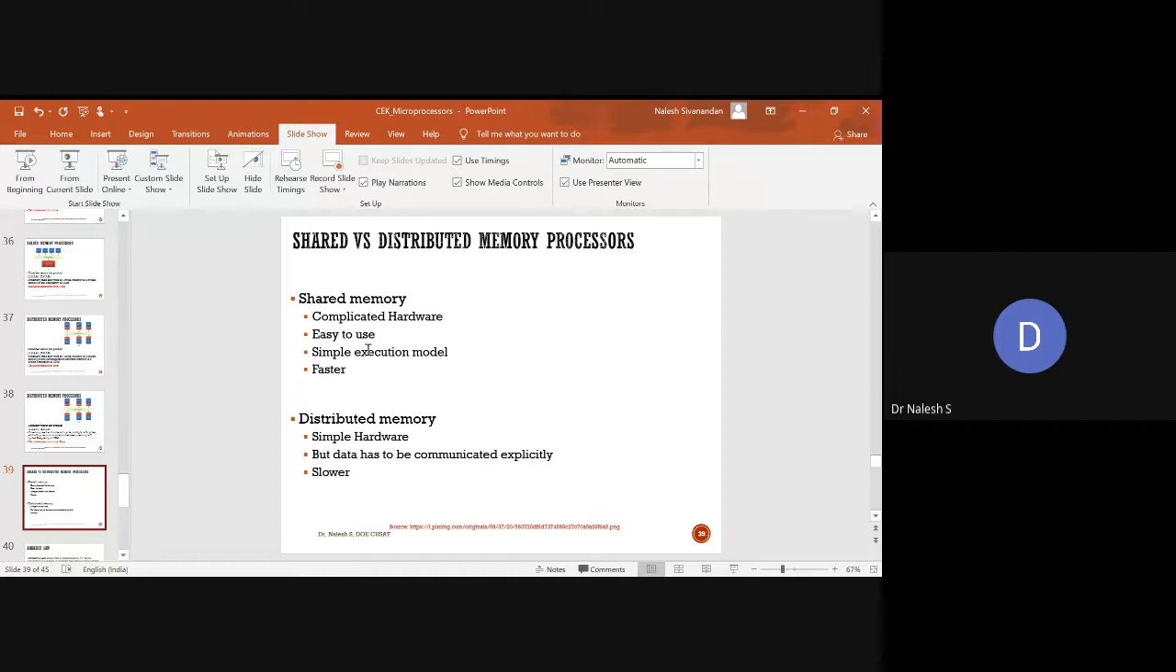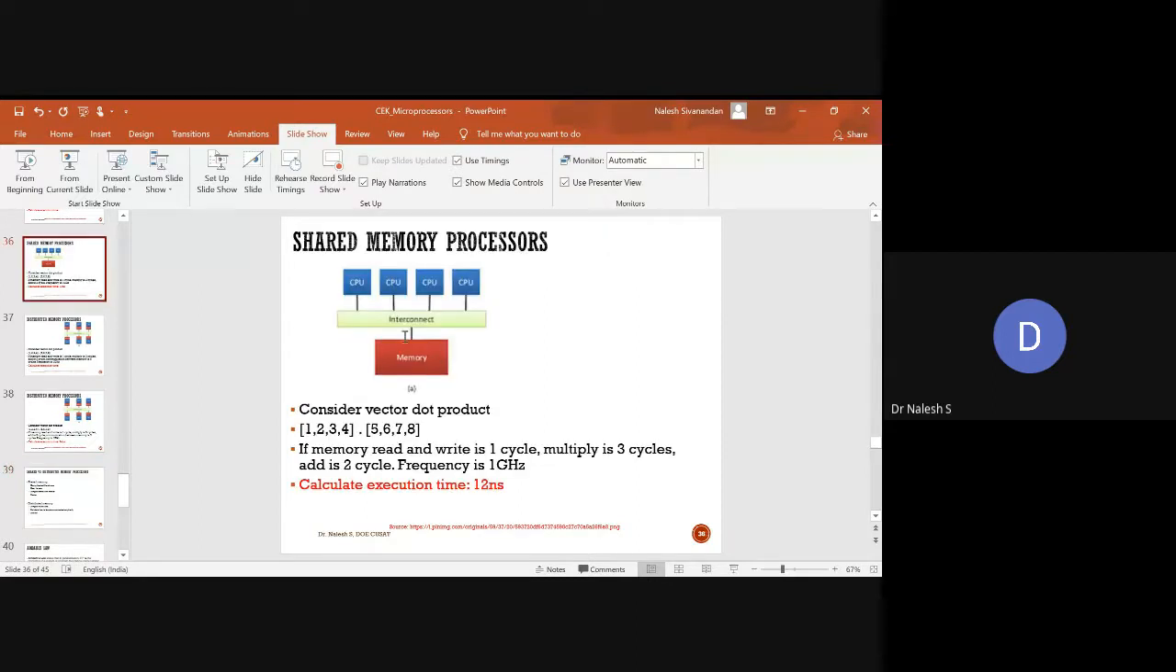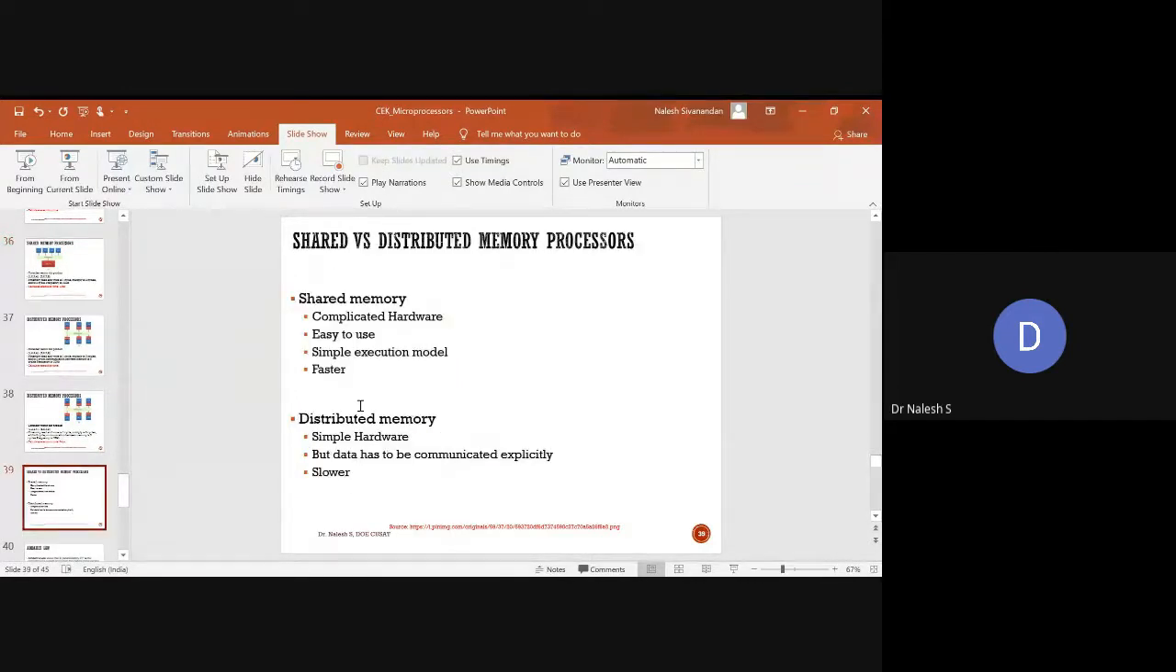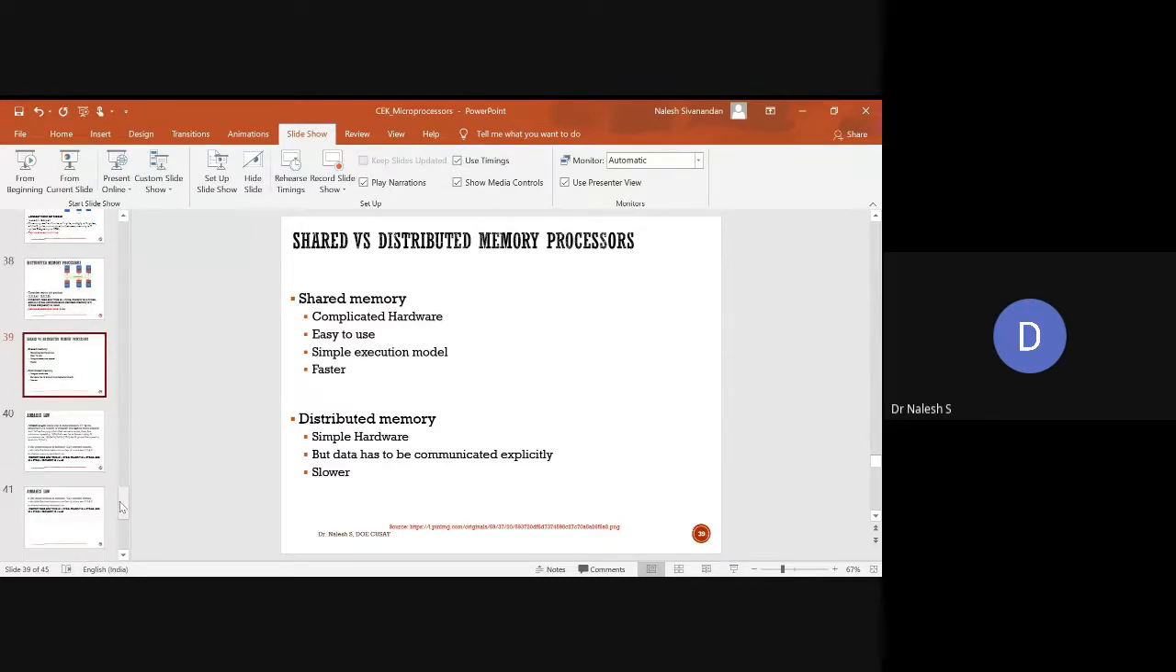And another thing is you can't scale this well because if you have 100 processors, so let's say 16 processors, all of them have to interact with a single memory, which is very difficult to achieve. On the other hand, distributed memory is simple hardware, but data has to be communicated explicitly. It is slower, but it scales well. You can increase the number of processors.